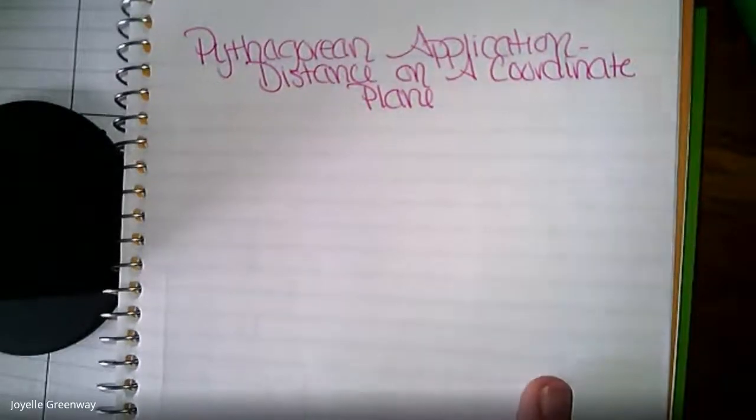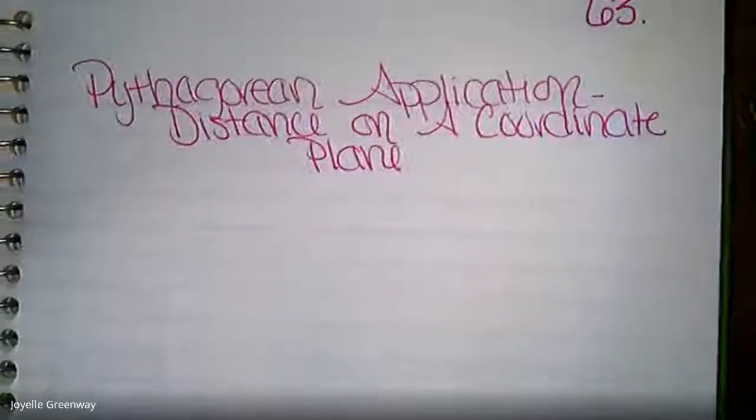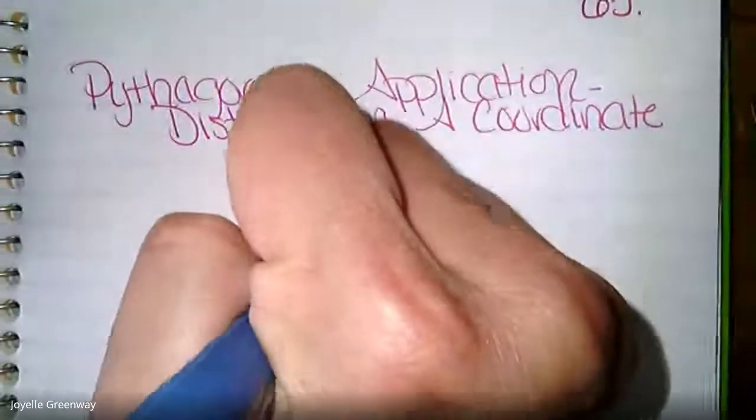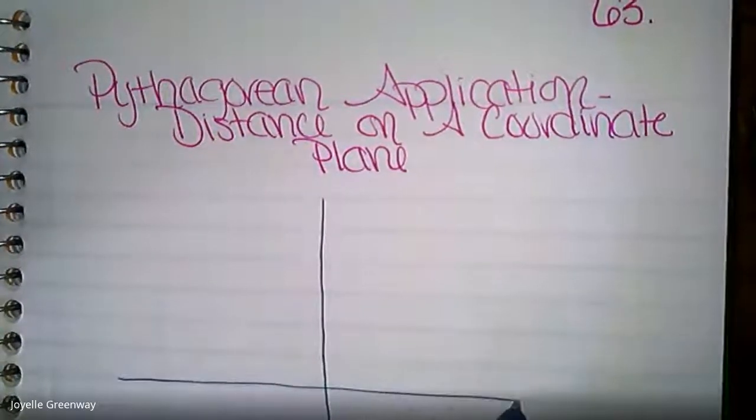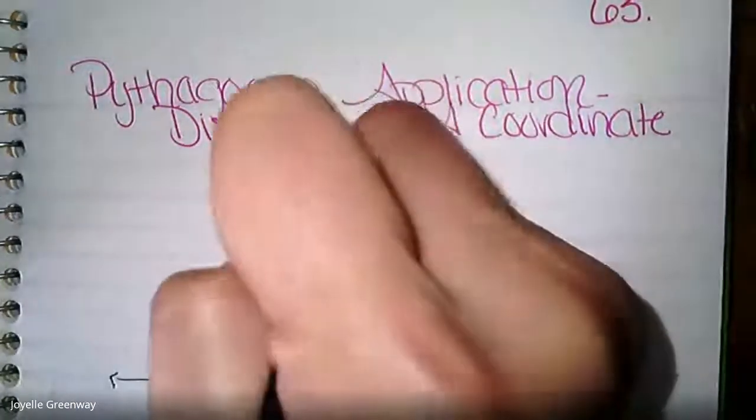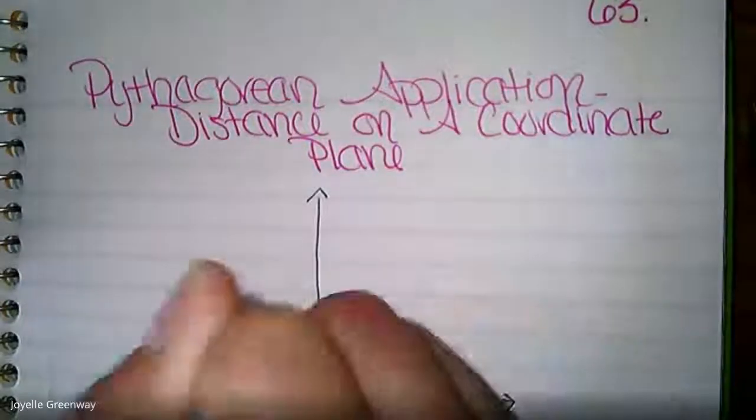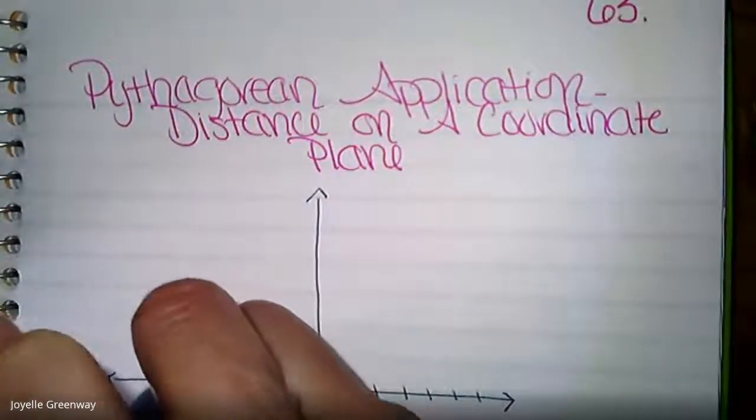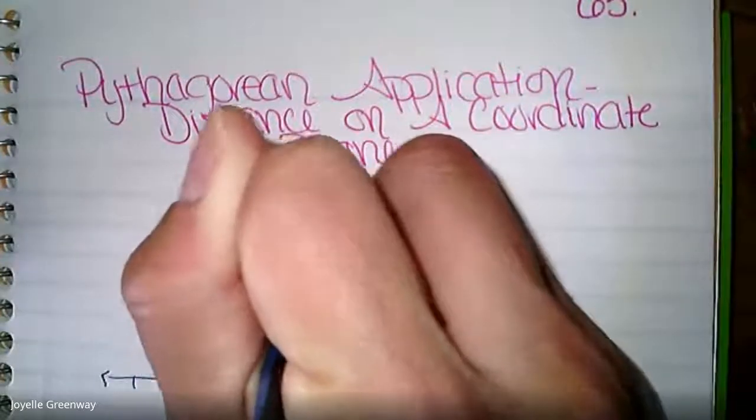Okay, so the first thing that we're going to do is we're going to draw a coordinate plane. So if you understand the Pythagorean theorem, then you will understand how to do this pretty easily.